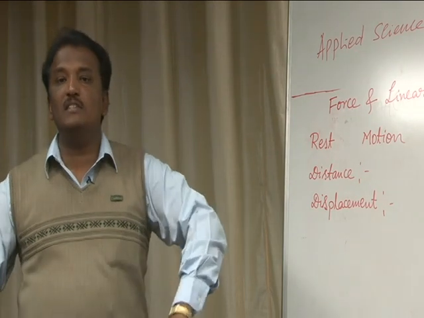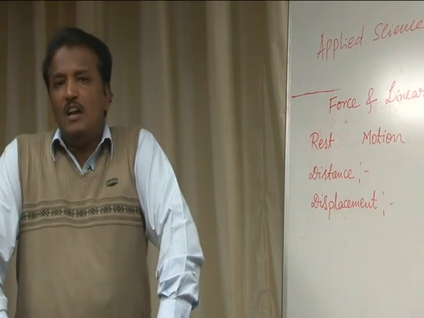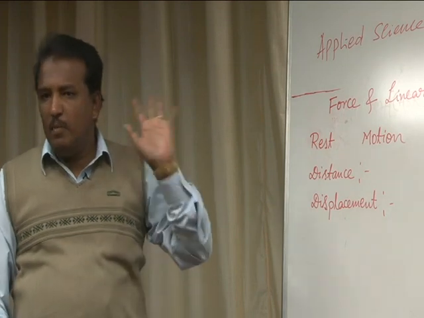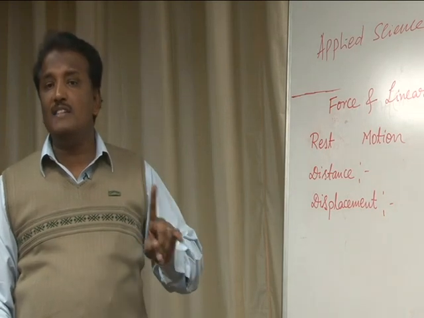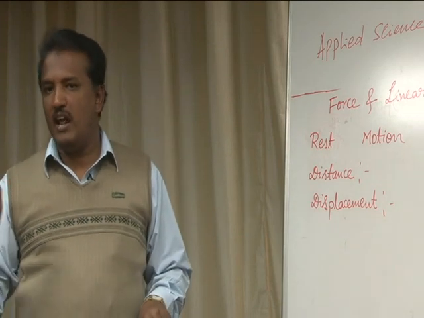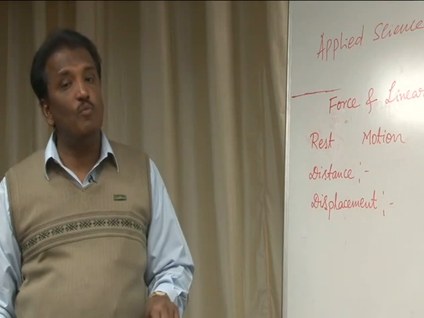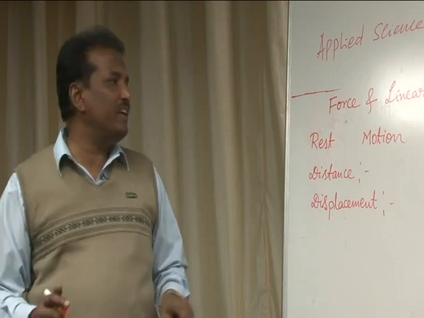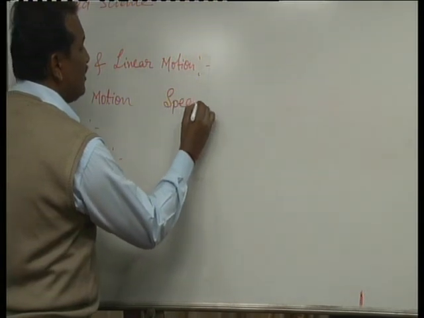Now, let us imagine that the body is under motion. If a body is under motion, time is a variable physical quantity. Along with the time, when the body is under motion, distance also changes. Now, is there any relation between distance and time for a moving body? Definitely. That relation is expressed in terms of one of the physical quantities which is called speed.